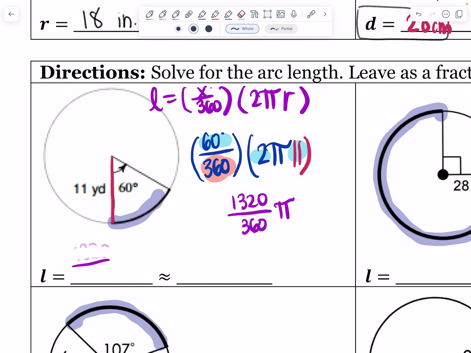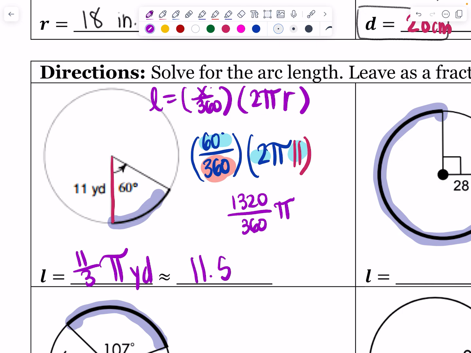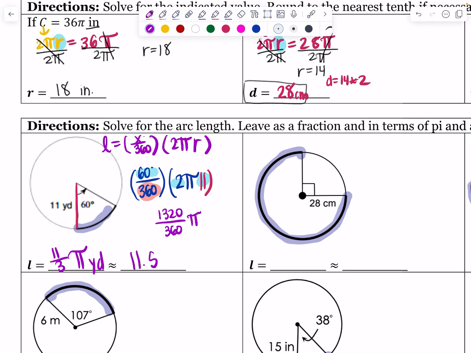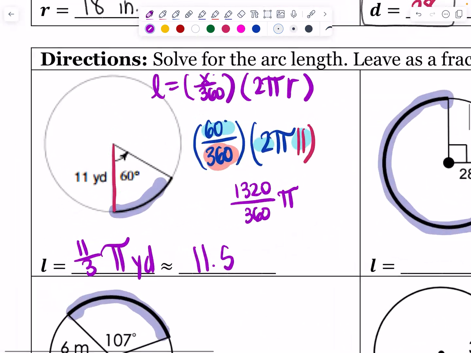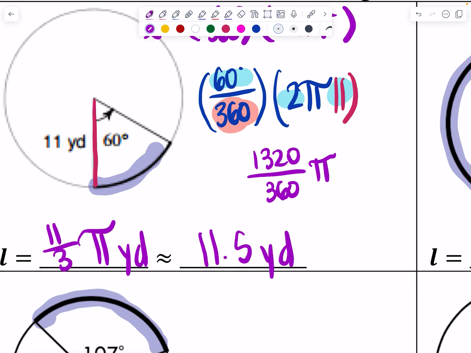So what we're going to do is simplify that fraction, 1320 over 360. 1320 divided by 360. Y'all are used to this with my calculator, so I'm just going to change that to a fraction. That is going to give me 11 thirds. So what is this exactly? 11 thirds pi yards. So what is 11 divided by 3 and then times pi? That is going to round to about 11.5. It says leave it as a fraction and then also round it to the nearest tenth. So that's about 11.5 yards.